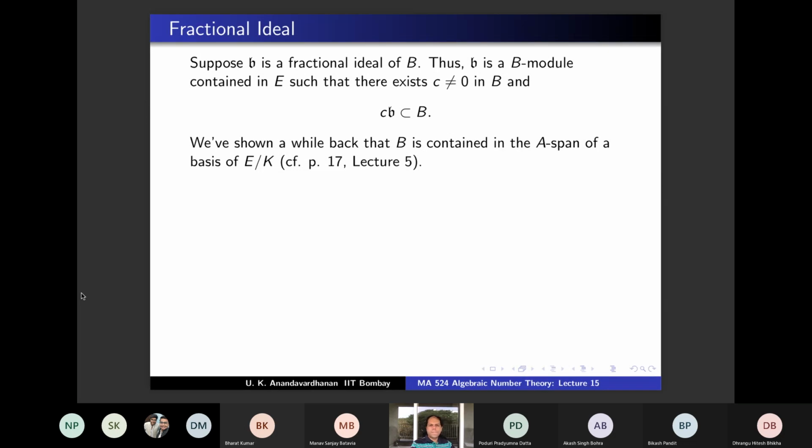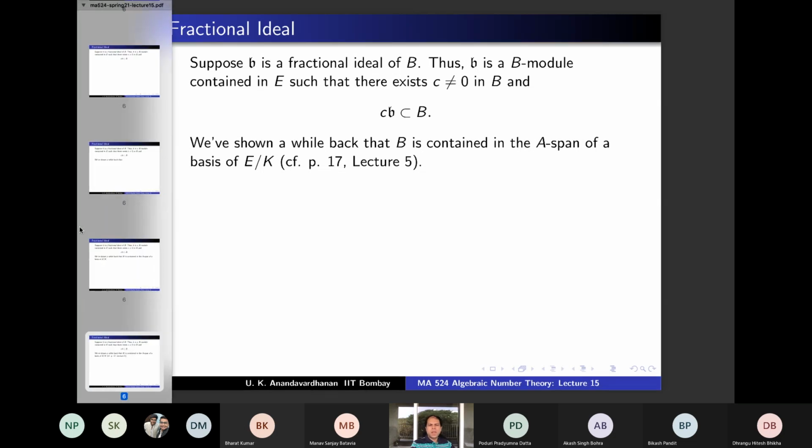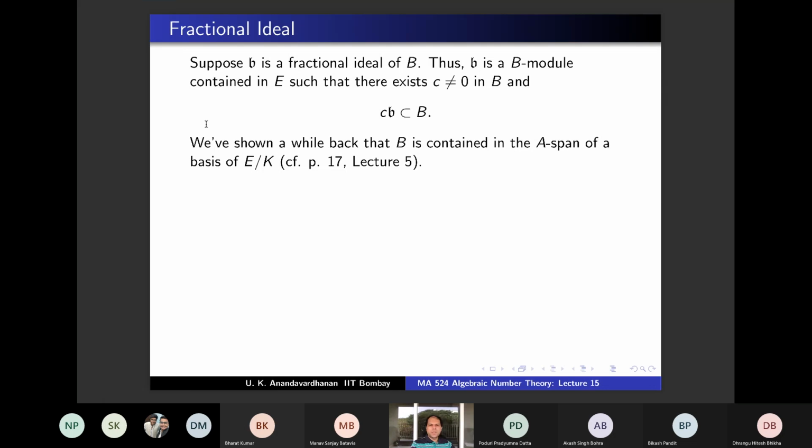So B is contained in the A span of a basis, as we have shown earlier, and therefore what can you conclude? Therefore it follows that we have a basis W_i such that the fractional ideal is contained in A W_1 plus etc. plus A W_n. Why is that? What we know is that it is contained in the A span of some basis, but because it is a fractional ideal, CB is contained in B, and B is contained in some A times something plus A times something, etc. So it is contained in A times C inverse of that plus C inverse of that, etc. So you can call that the new basis.